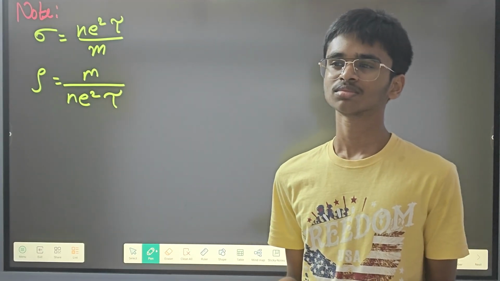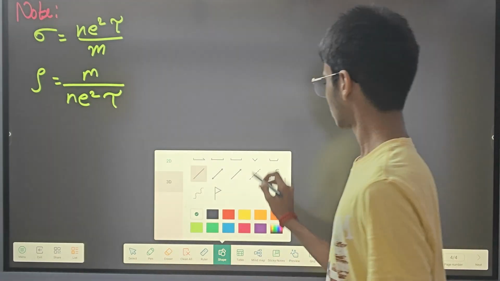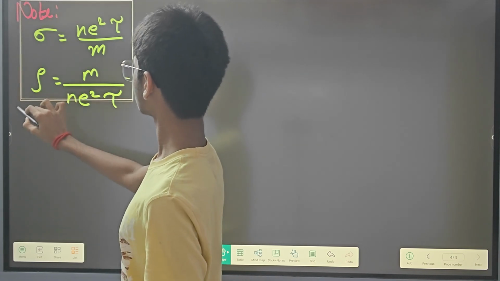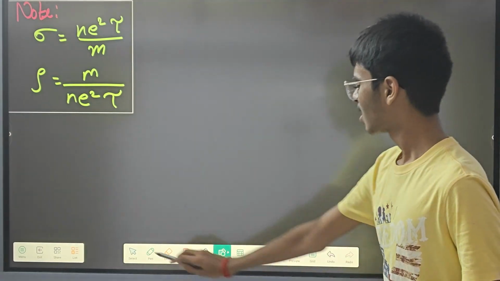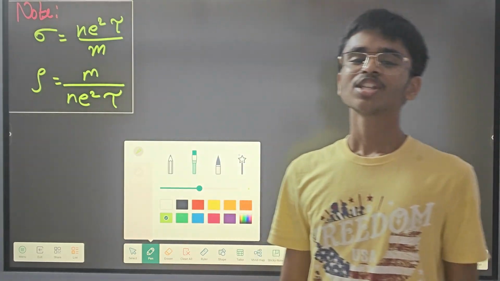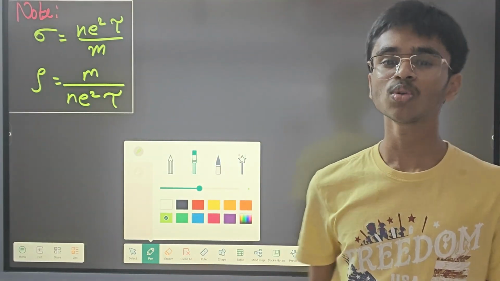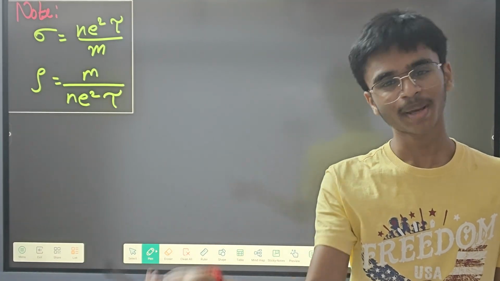Net by m, net by biome. I've heard about biome. Biosphere? No. Aquarium? No. Something like that. I've heard somewhere this word biome. So net by biome. Do not forget to put square for e. Or you can also take it as ne squared tau by m.